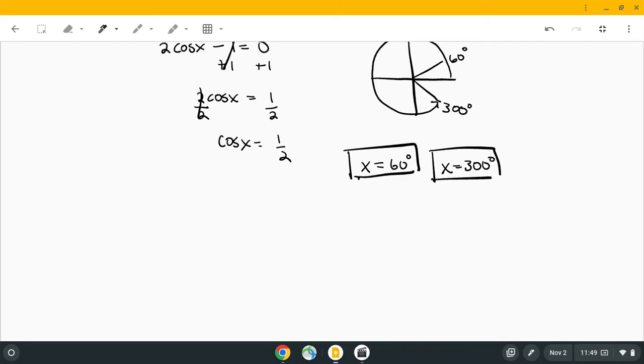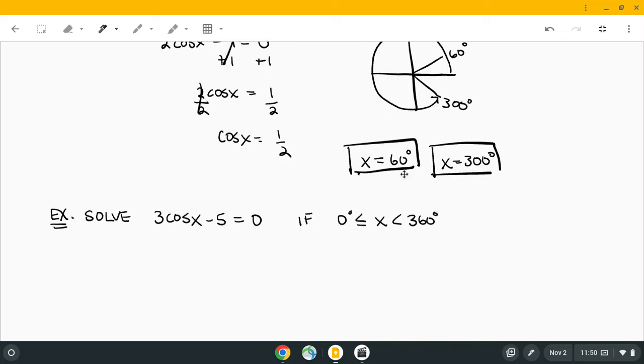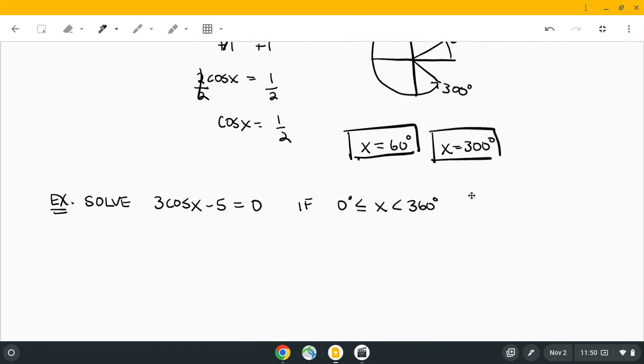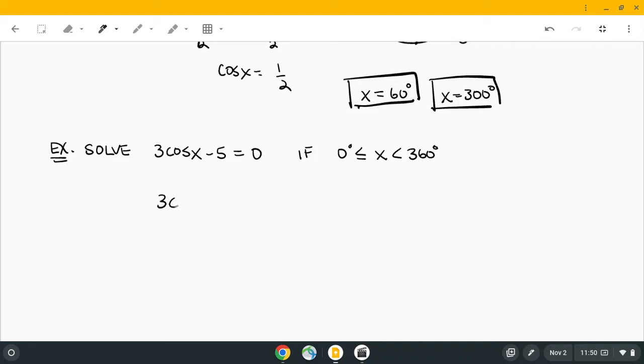Let's do one more. Let's go ahead and solve 3 cosine x minus 5 equals 0 if your angle is between 0 and 360. Okay, so here we can leave our answers like this. No need to do the plus 360 times n. All right, so 3 cosine x minus 5 equals 0.